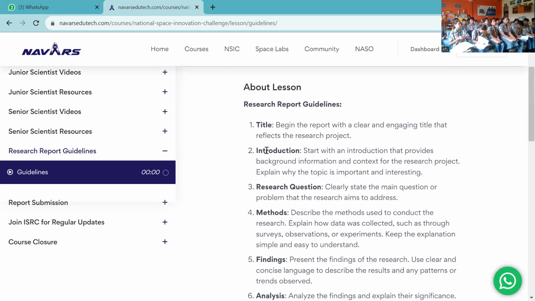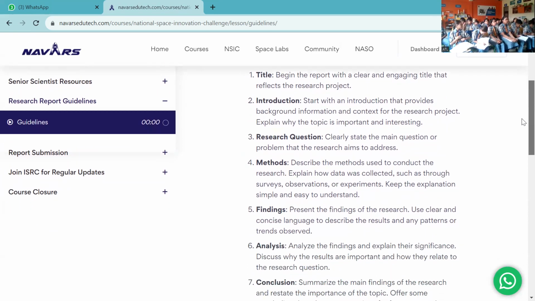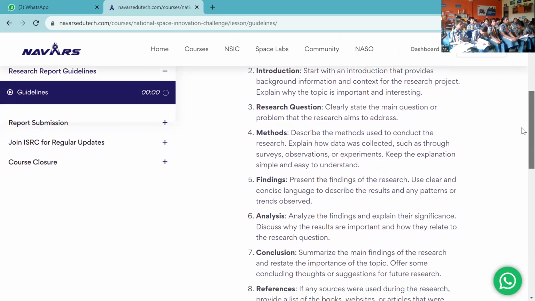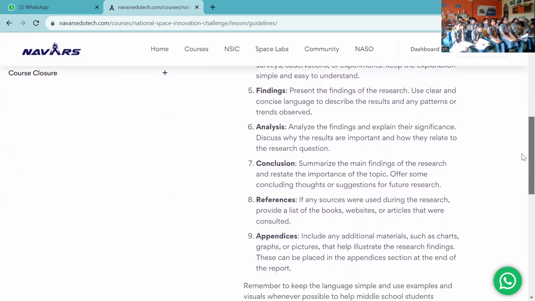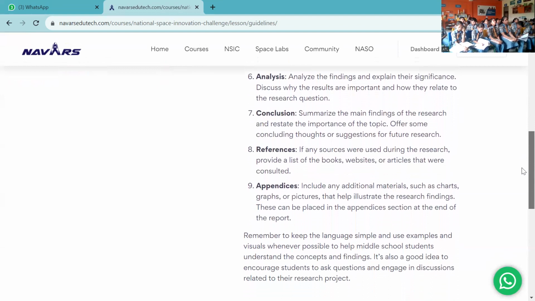First is title, then introduction. Third is research question. Fourth is methods. Fifth is findings. Sixth is analysis. Then conclusion. Then references. And then appendices.